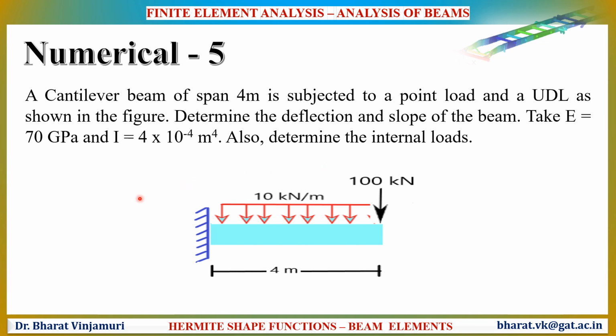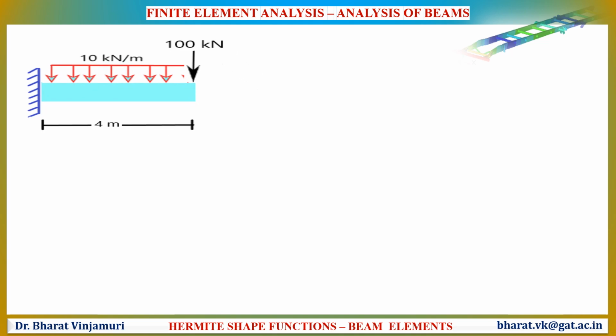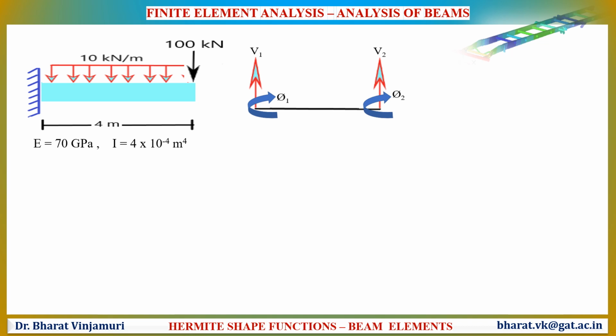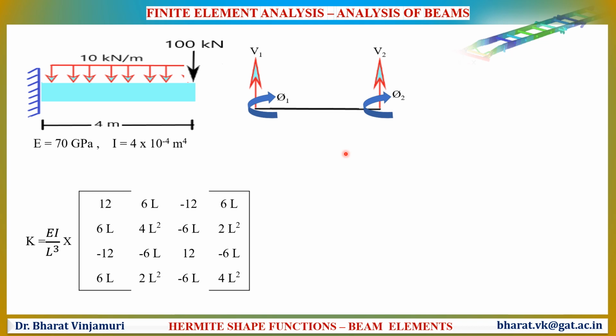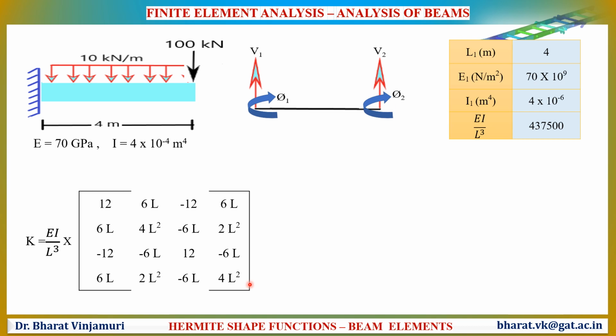Let us start this problem by converting this geometric model into a finite element model. The given geometric model will be converted to a finite element model. The finite element model of the structure will be as shown in the figure, which consists of a single element with 4 degrees of freedom. The stiffness matrix can be determined by using the following equation. By substituting the values of length, Young's modulus and moment of inertia in this equation, we will obtain the stiffness matrix of this element.